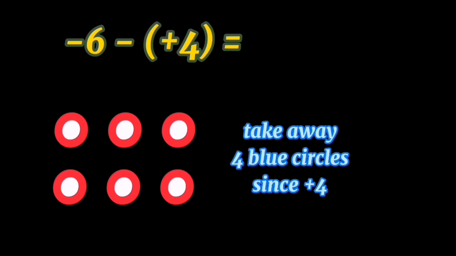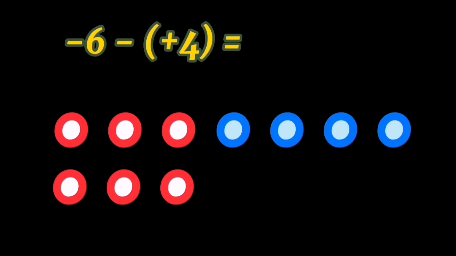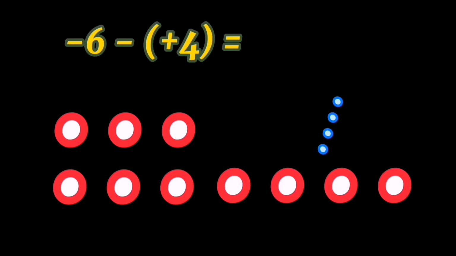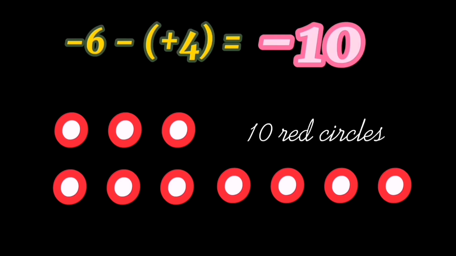The same problem happens here with that of our second problem. So we add 4 blue circles, but we also add 4 red circles to keep its value as is. And with this, we can already take away positive 4 or 4 blue circles, and what is left for us are 10 red circles. Therefore, the answer here is negative 10.